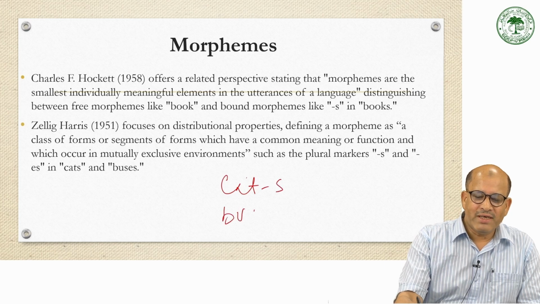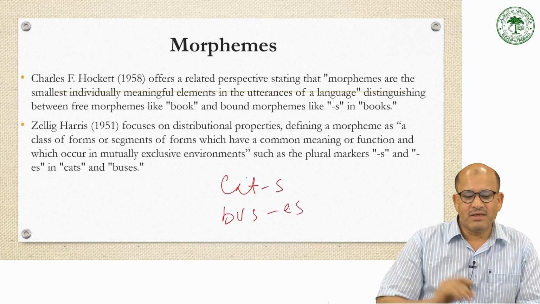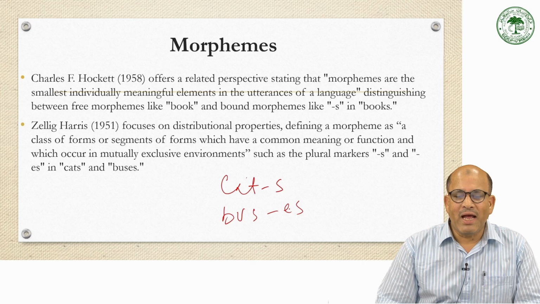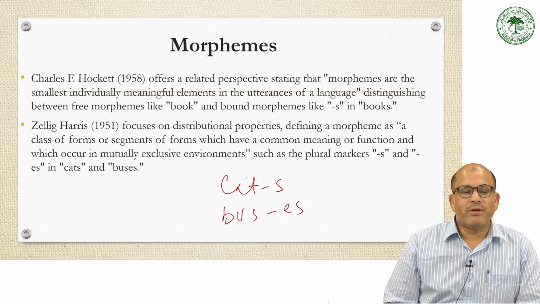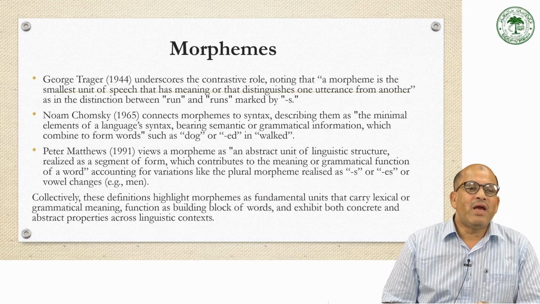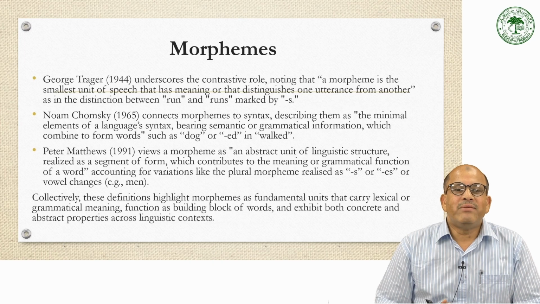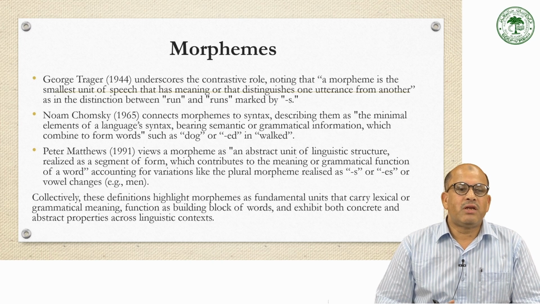For bus, they have used es, buses. So these are all plural markers used in a mutually exclusive environment for making it plural. So the basic thing is that we are referring everywhere to a minimal meaningful unit.